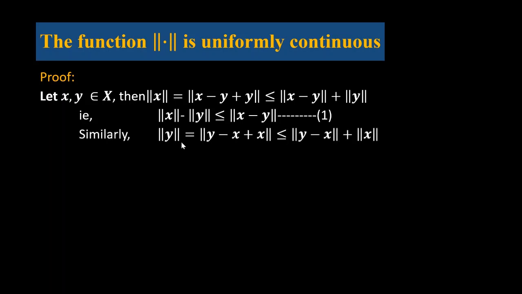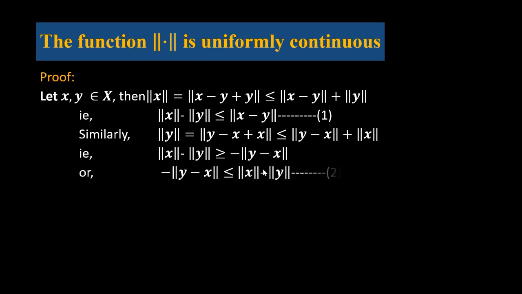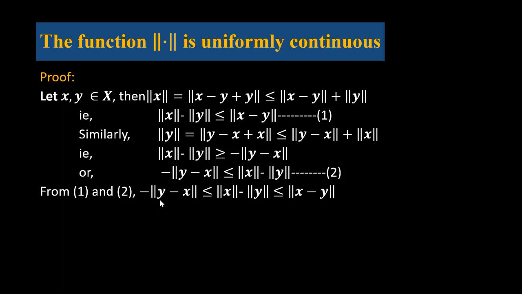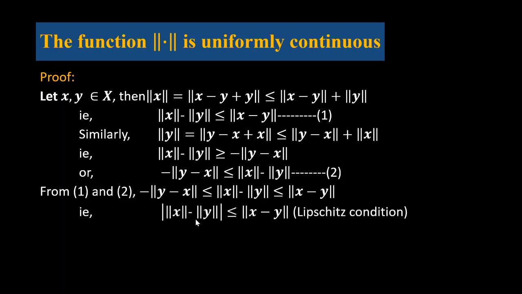Then similarly we can write norm y like this. Then also norm x minus norm y is greater than or equal to minus of norm y minus x. Or we can write minus of norm y minus x is less than or equal to norm x minus norm y. So this is our second equation. From 1 and 2 we can write minus norm y minus x is less than or equal to norm x minus norm y, which is less than or equal to norm x minus y. So modulus of norm x minus norm y is less than or equal to norm x minus y. So by the Lipschitz condition, we can say that norm is uniformly continuous on X.